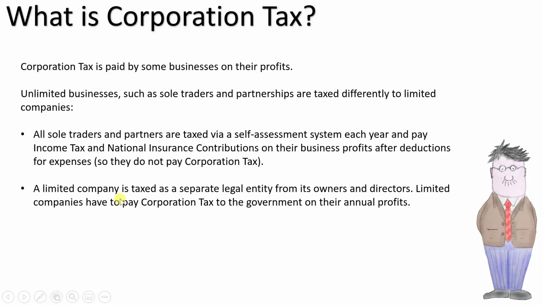Secondly, a limited company is taxed as a separate legal entity from its owners and directors. Limited companies have to pay corporation tax to the government on their annual profits. So that last part we've come across before, about limited companies being seen as a separate legal entity. That means any shareholders of a private limited company are going to get corporation tax as the company, not as their individuals, whereas the sole traders and partnerships, because they are the business, then it's the person that gets the tax.